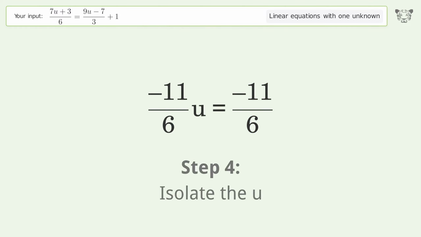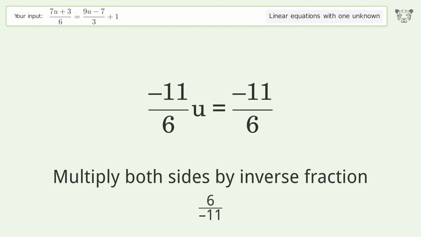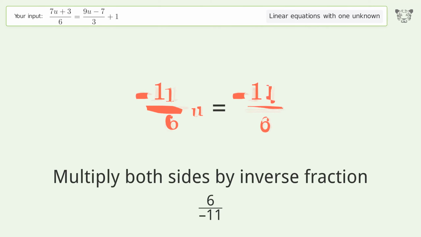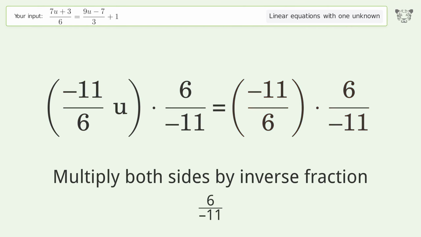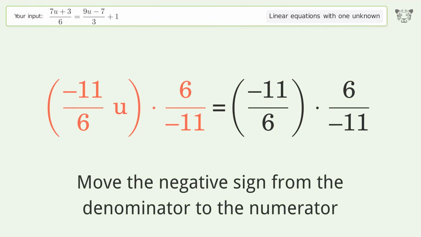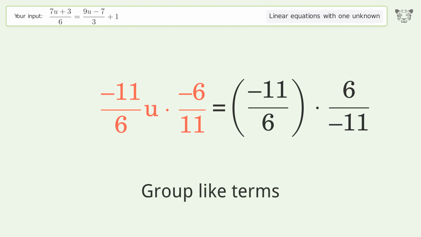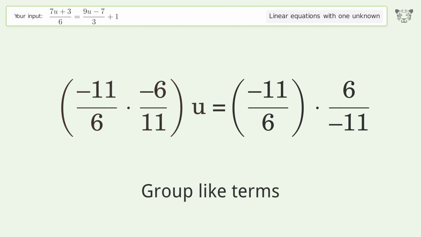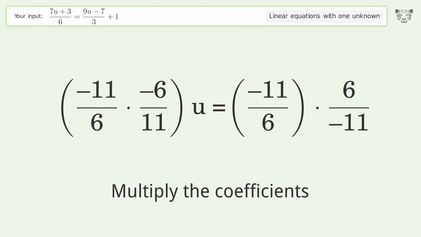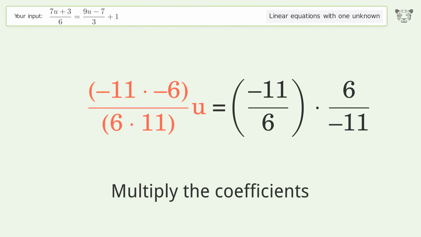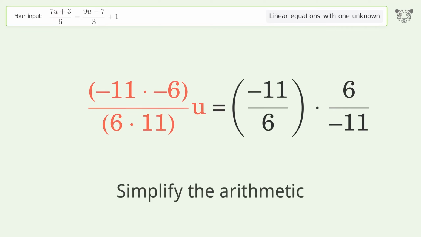Isolate the u. Multiply both sides by inverse fraction 6/11. Move the negative sign from the denominator to the numerator. Group like terms. Multiply the coefficients. Simplify the arithmetic.